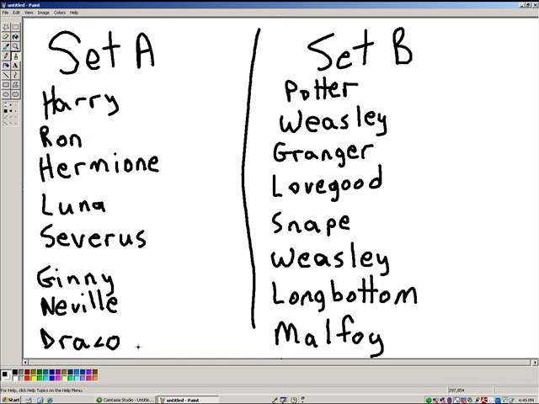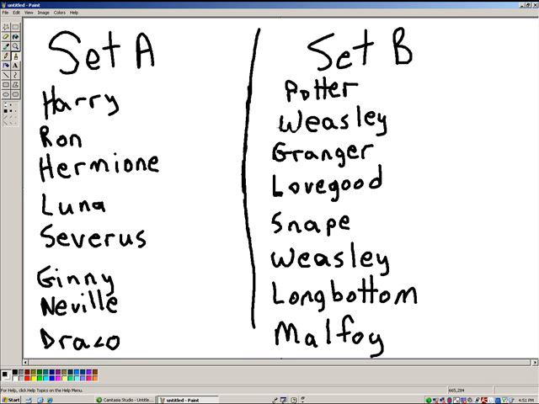Each one of the characters in set A, the first names, has one and only one last name associated with them. Neville with Longbottom and Draco with Malfoy. That is a function when each has only one possible result, like so. Looking at the relation the opposite direction, however, would not be considered a function.